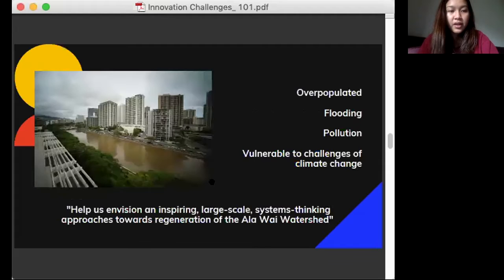And then, for example, I used the Make the Alawai Watershed Awesome Student Design Challenge, where they are based on the overpopulation of the watershed, the flooding it makes, pollution, and also its vulnerability to challenges of climate change. Their sentence is, help us envision an inspiring, large-scale, systems thinking approaches towards regeneration of the Alawai watershed.